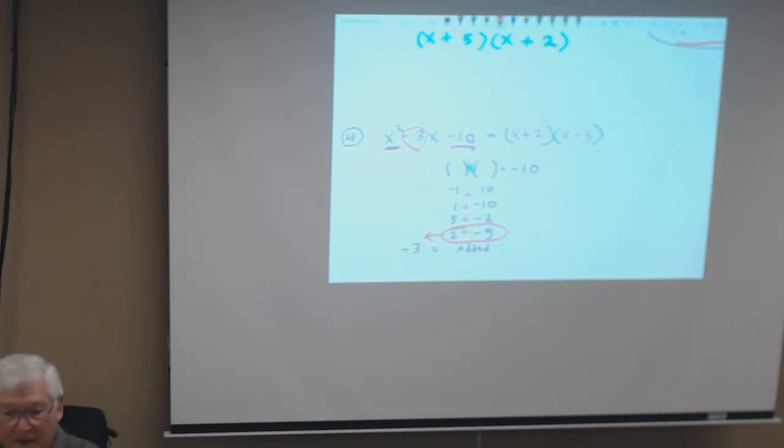You can start with the addition possibilities and then look to see which two things you're adding multiplied will give you the last term, or you can start with the last term and look at all the possibilities and then say which ones added will give you the middle term, the middle coefficient. You understand what we're doing?